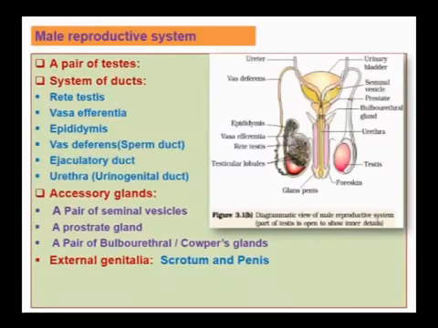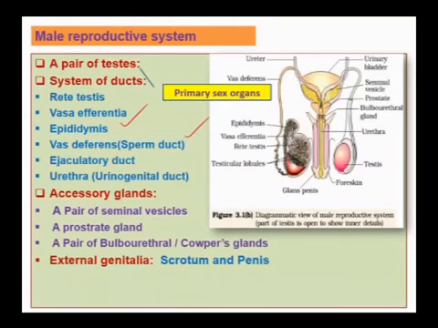Male reproductive system. Male reproductive system consists of a pair of testes, which are the primary sex organs. System of ducts includes rete testis, vasa efferentia, epididymis, then vas deferens, also called sperm duct, then ejaculatory duct, urethra or urinogenital duct. So these are the ducts associated with male reproductive system. And accessory glands of the male reproductive system include a pair of seminal vesicles, a single prostate gland, and a pair of bulbourethral or Cowper's glands. External genitalia includes scrotum and penis.